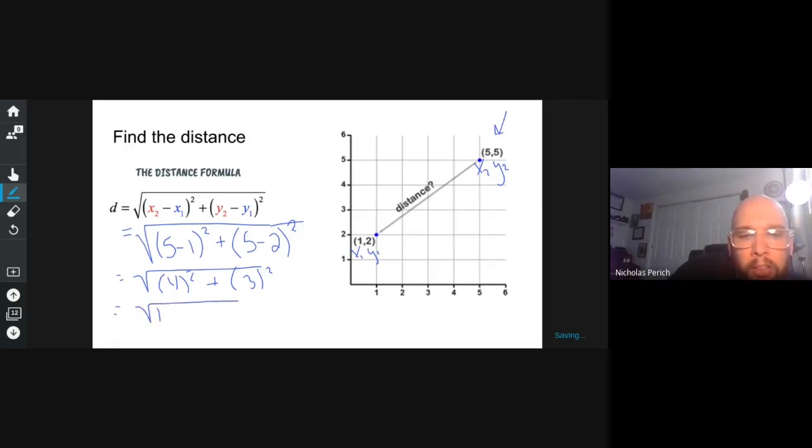4 squared is 16. 3 squared is 9. 16 plus 9 is 25. And the square root of 25 is 5.